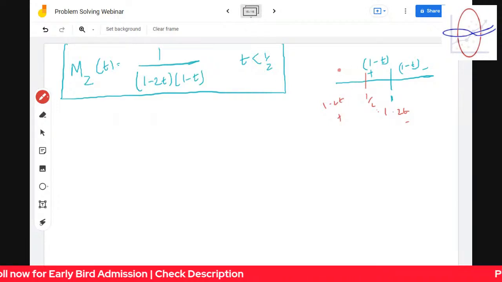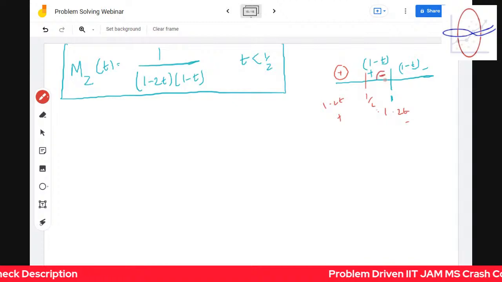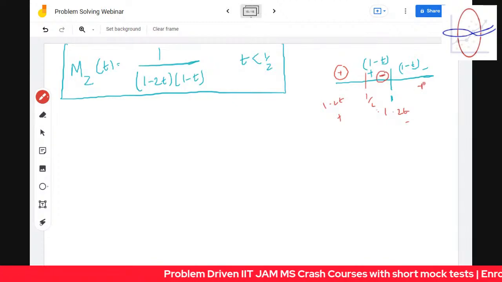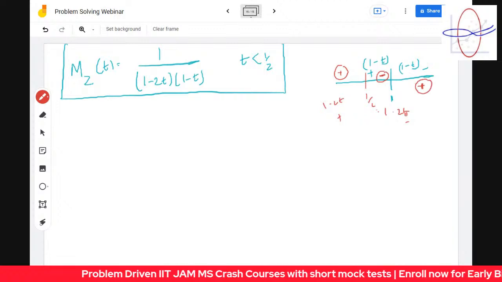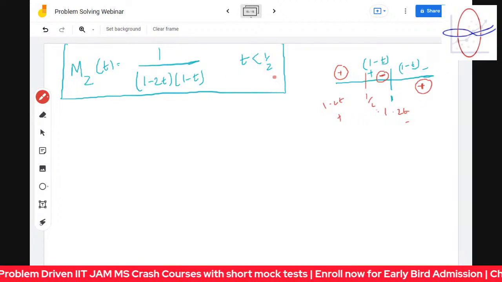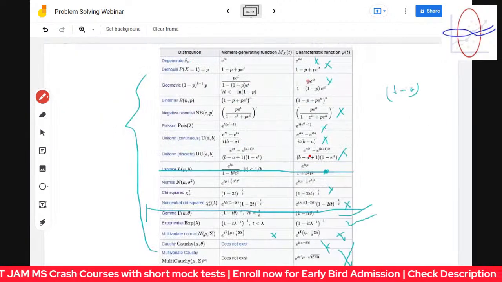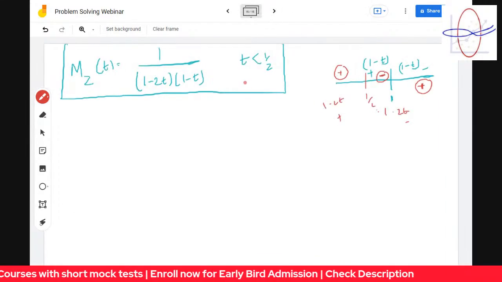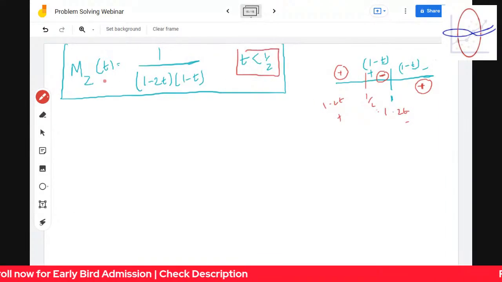So in this region the product is positive, in this region the product is negative, in this region the product is again positive. So they are not taking this part, they are taking this part, because there is a condition here. Okay, T is less than half. This is the final MGF of Z of T.